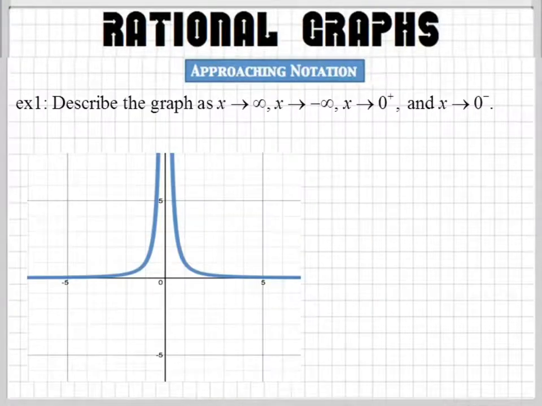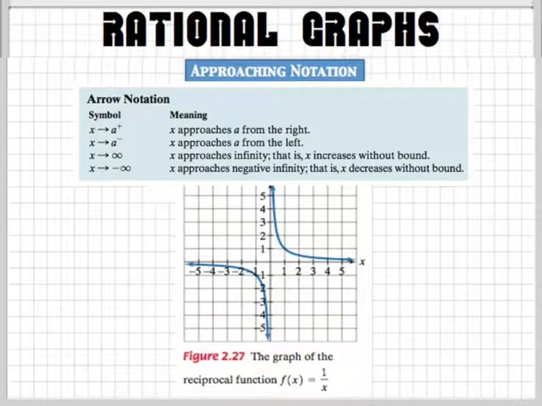Let's see what else we got here. Oh, okay, so here we have a common graph. Over here we were looking at the common graph of 1 over x. Okay, it's a rational common graph.